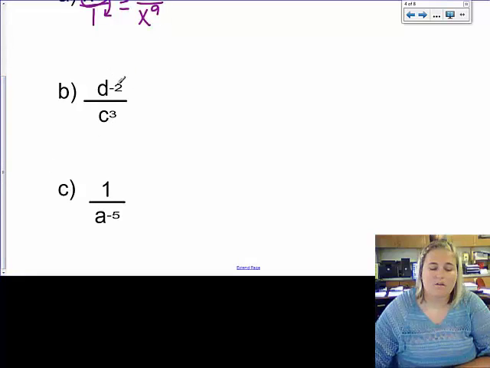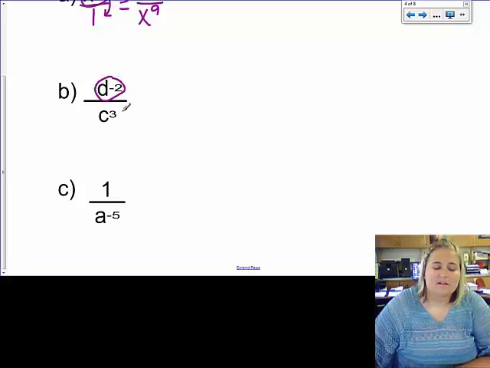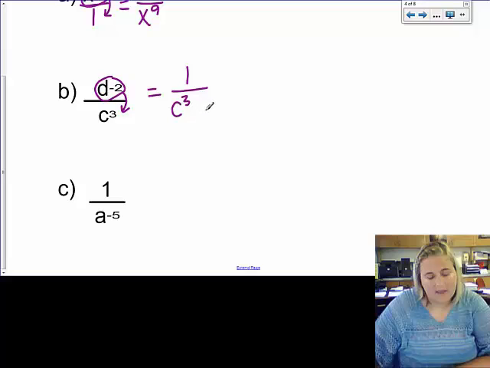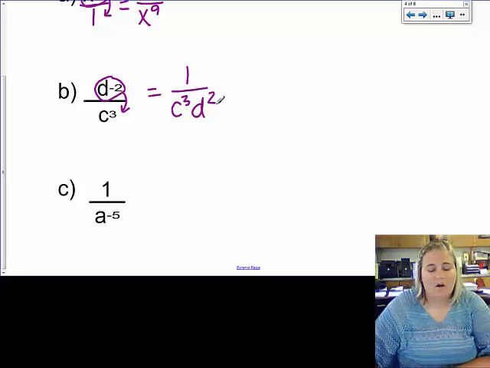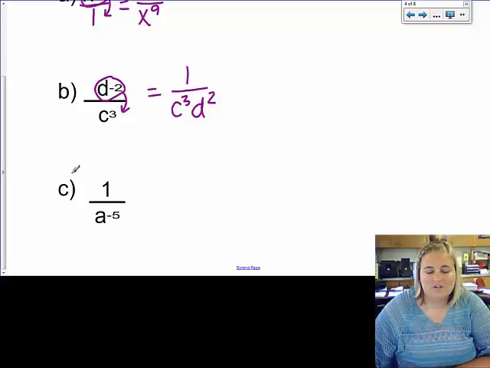On problem B, I have d to the negative 2 over c to the third. The only thing that I need to simplify here is the negative exponent. I need to make it a positive. So to make this negative 2 positive, I'm going to take the negative exponent and its base, and move it to the opposite side of the fraction bar. When I do that, again, I'm left with 1 on top over c to the third, which stays because it was already there. And that d to the negative second becomes d to the positive second. Final answer. I would like for you to pause the video and try to do this one on your own.